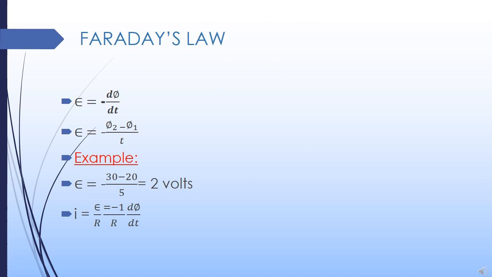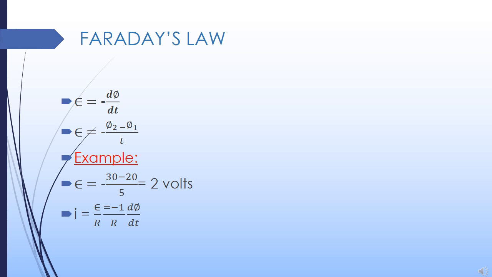If the flux changes, suppose we have taken a definite value of flux phi1, and due to certain action on it, it changes to phi2, and that action has taken time t. So E equals minus (phi2 minus phi1) upon t, that is the rate of change of flux, and E is the EMF.